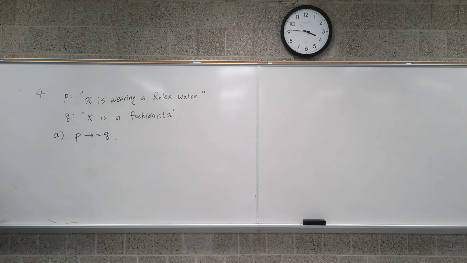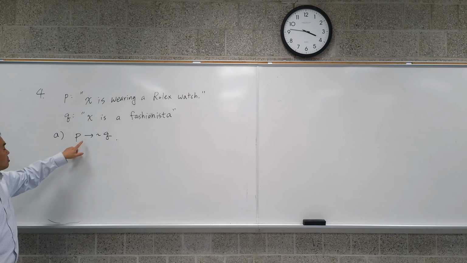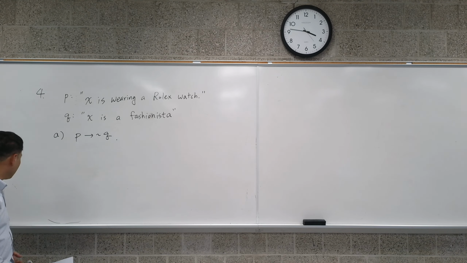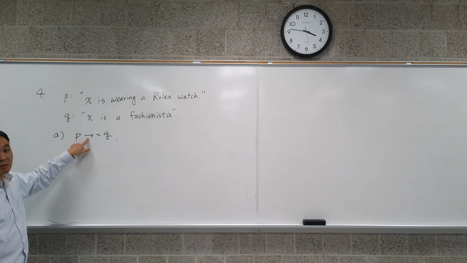Okay, so this next question is about taking the logical form and writing those in terms of words if the two propositions are spelled out. So proposition P is that X is wearing a Rolex watch, and Q is X is a fashionista. And all you have to do is interpret what's written here in terms of words, okay? In order to do that, you have to know what each symbol is, right? What does this symbol mean?